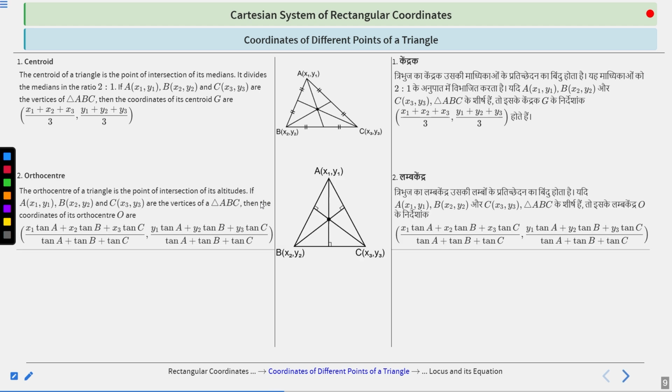So what is the orthocenter? The orthocenter of a triangle is the point of intersection of its altitudes, right? If A(x1, y1), B(x2, y2) and C(x3, y3) are the vertices of triangle ABC, then the coordinates of its orthocenter O are (x1 tan A plus x2 tan B plus x3 tan C) upon (tan A plus tan B plus tan C) and (y1 tan A plus y2 tan B plus y3 tan C) upon (tan A plus tan B plus tan C), right? Clear? So these are the coordinates of the orthocenter.